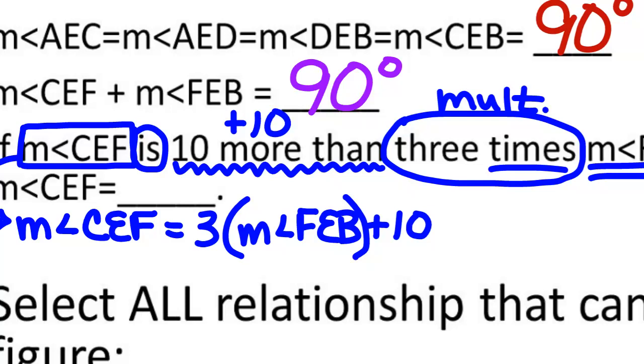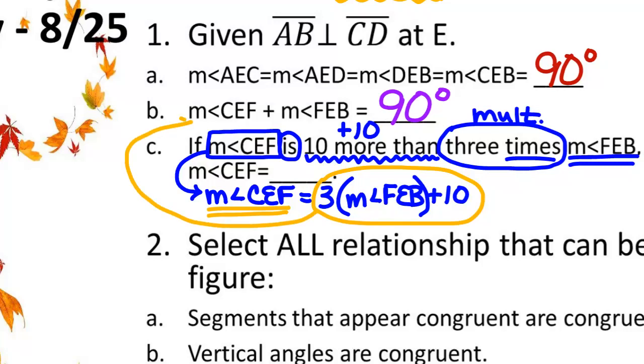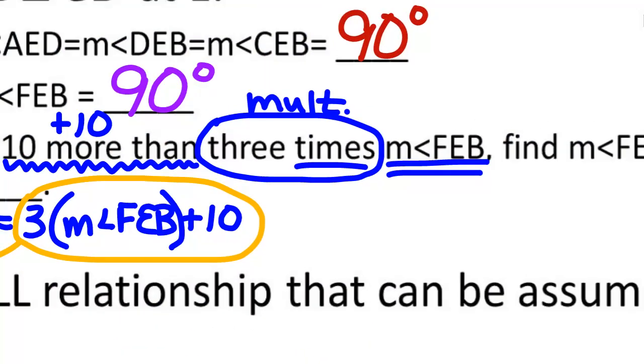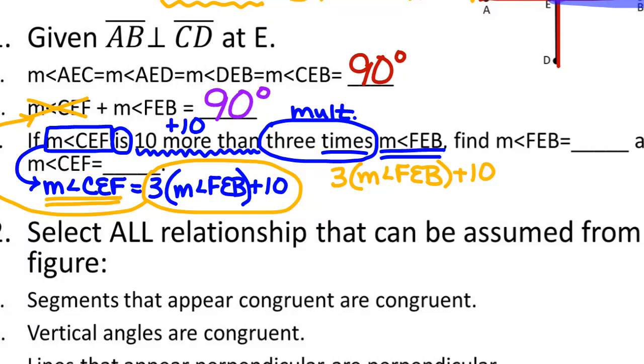We're going to use the substitution property next. All of this right here, that is the same size as CEF. So I'm going to come up here to this equation that we wrote in B, and I'm going to let all of that take the place of CEF. So I would have 3 times the measure of angle FEB plus 10. All of that right there is taking the place of this little bit right here. And then I still have to finish the rest of that equation.